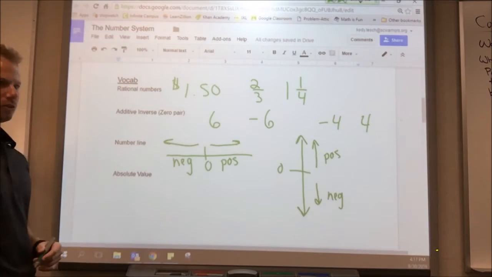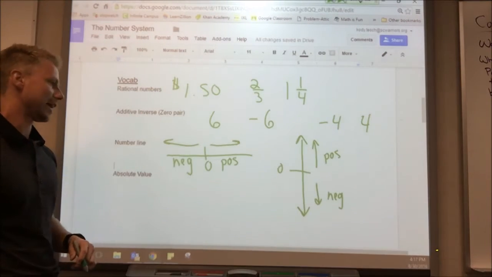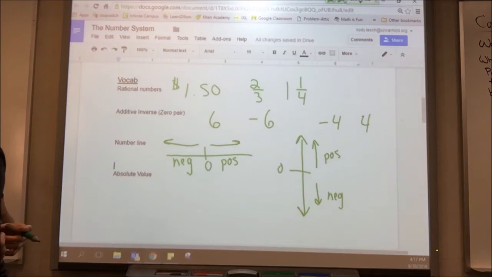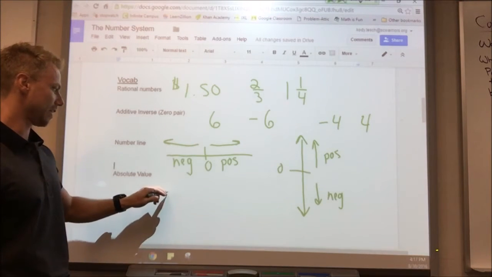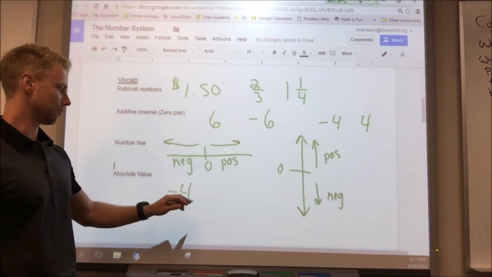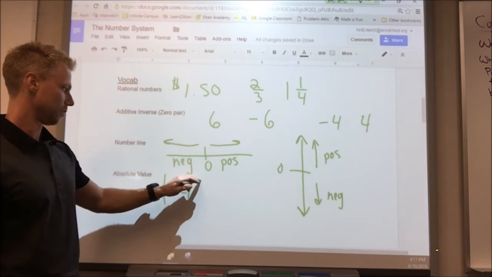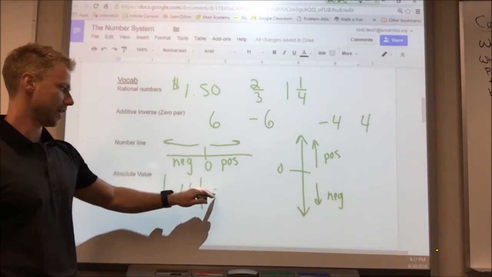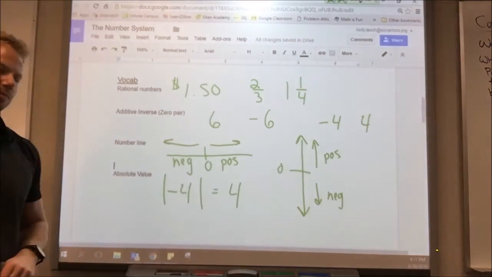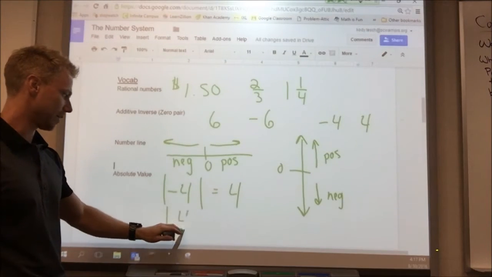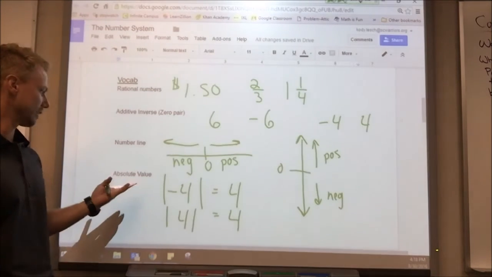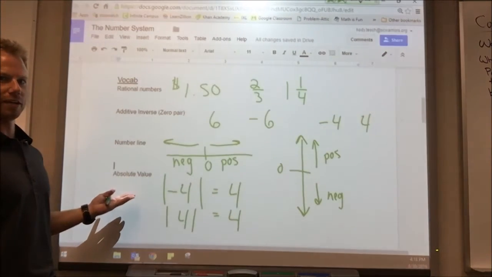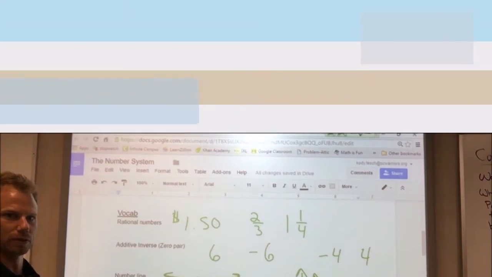Okay? Absolute value is similar to additive inverse, in the fact that you're going to be using the opposite, but absolute value is always going to turn out to be positive. Okay, so if I have a -4, the absolute value of -4, which is written with bars around it, like that, is a +4. Okay, the absolute value of a +4 is still +4. So it takes any number, positive or negative, and makes it a positive number.